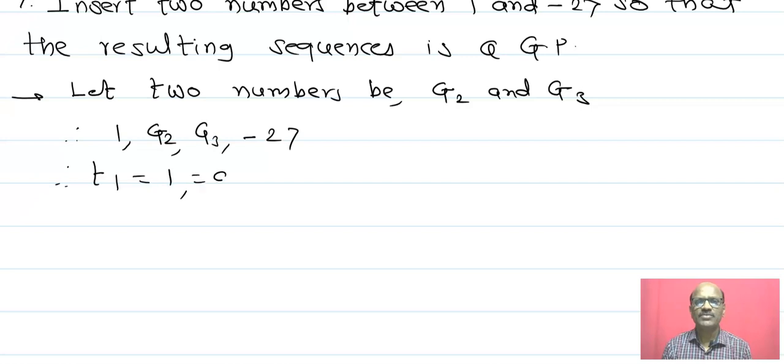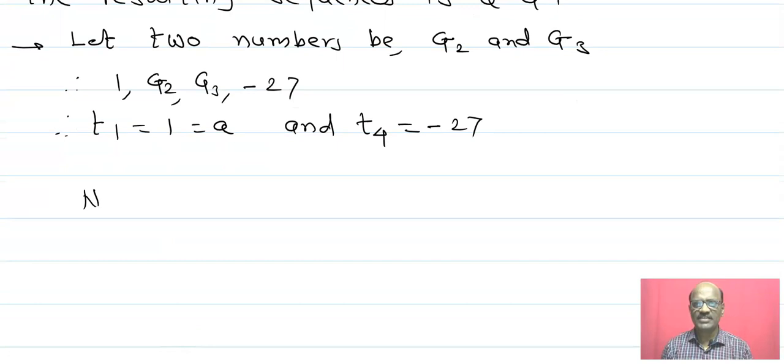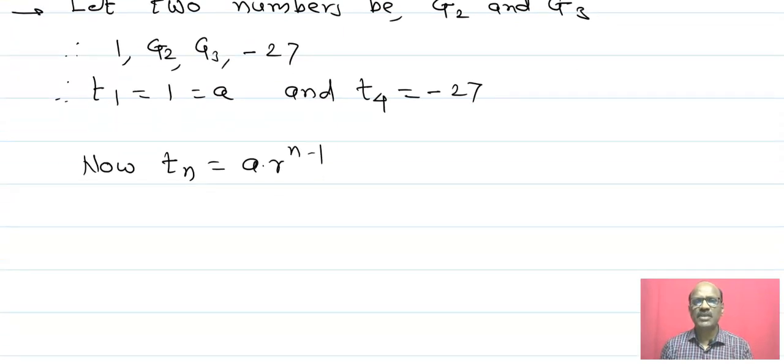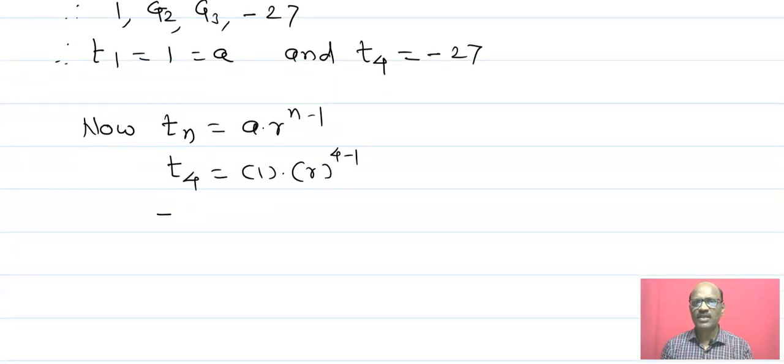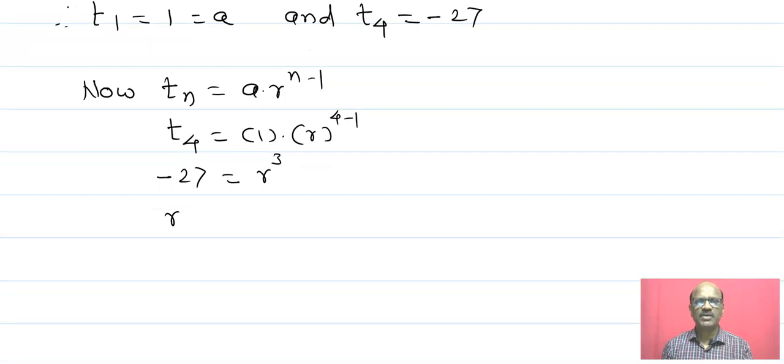Now here T1 is equal to 1, which is the first term, and T4 is equal to minus 27. Tn is equal to A into R raised to n minus 1. Therefore T4 is equal to 1 into R cube, therefore minus 27 is equal to R cube. If we see this, minus 3 into minus 3 into minus 3 means minus 27. Therefore R is equal to minus 3.